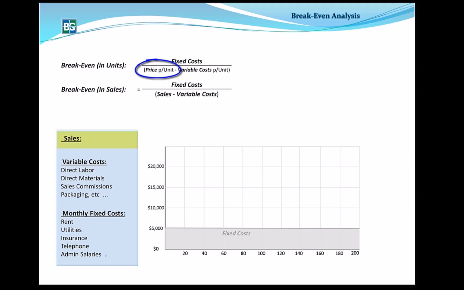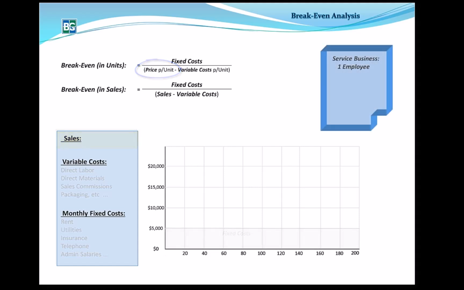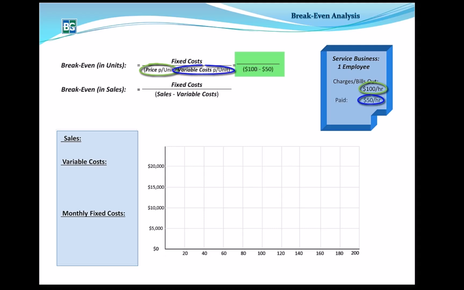To help understand this analysis, let's take a look at a situation where we have a small professional service business with one employee. The employee charges or bills out for services at $100 an hour. The employee is then paid $50 an hour. This business has monthly fixed expenses of rent, $3,800, utilities of $200, insurance of $700, and telephone costs of $300, for a total of $5,000 in fixed monthly expenses.